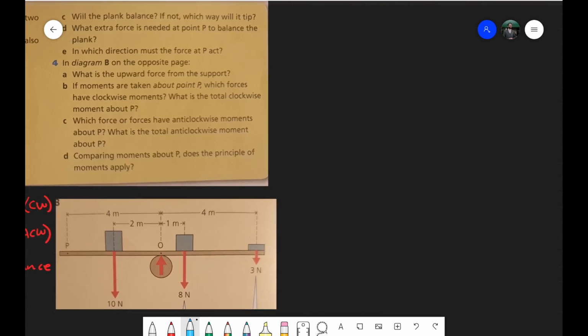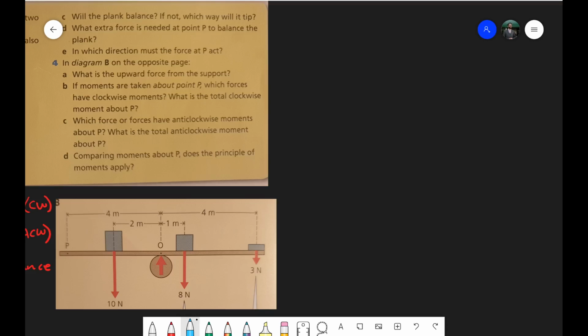Alright, let's look at the last question for this video, which is question 4. Now it says the diagram on the opposite page. Well, I've copied that diagram, and this is the diagram that we will be looking at, the picture below. Part A asks, what is the upward force from the support? Well, first of all, let's see how many forces are actually acting on this box. The forces are a 10 Newton weight, an 8 Newton weight, and a 3 Newton weight, all acting downwards.